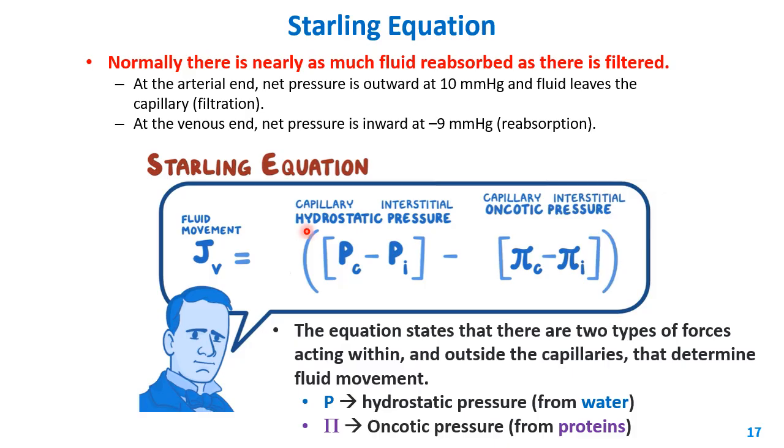You have hydrostatic pressure that favors filtration. You have interstitial pressure that opposes filtration. Then you're going to have capillary oncotic pressure that opposes filtration. You have interstitial oncotic pressure that favors filtration. Remember, negative times negative gives you a positive. Simple algebra. And you thought you never needed algebra. So if you put numbers in, you should be able to figure out if you have filtration or absorption.